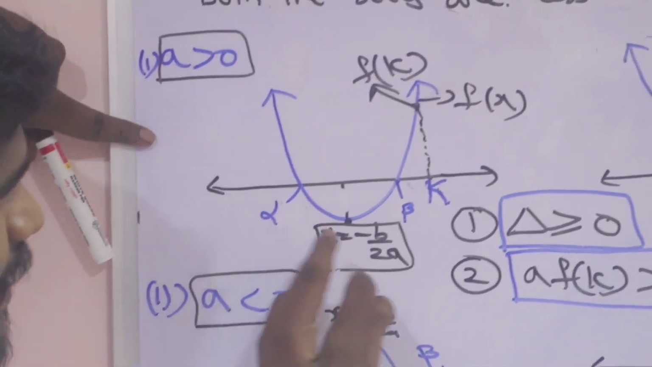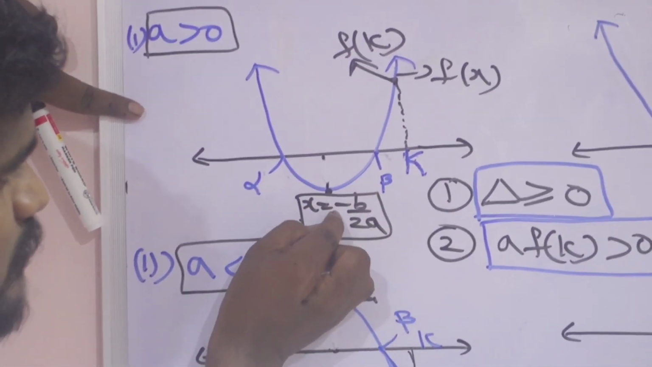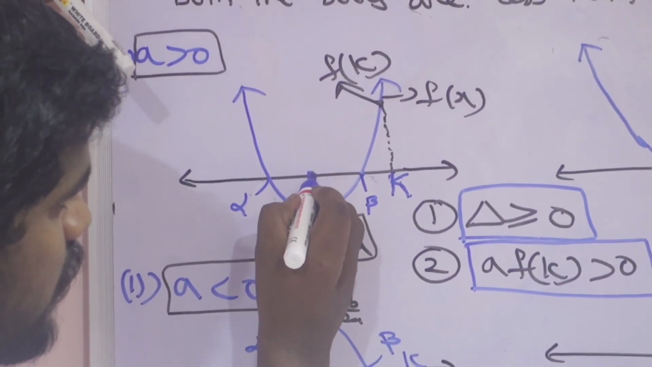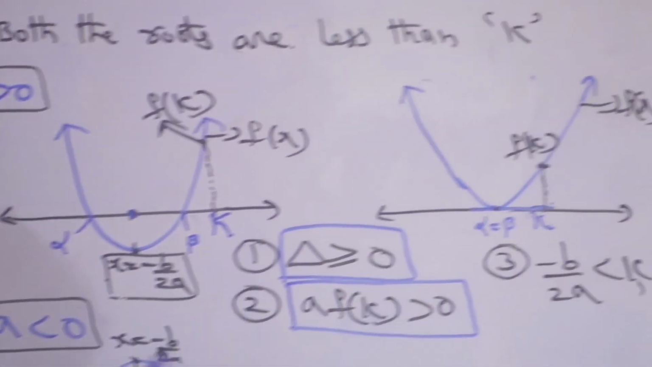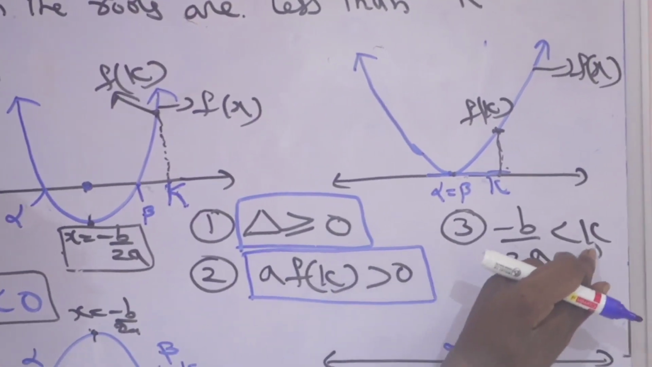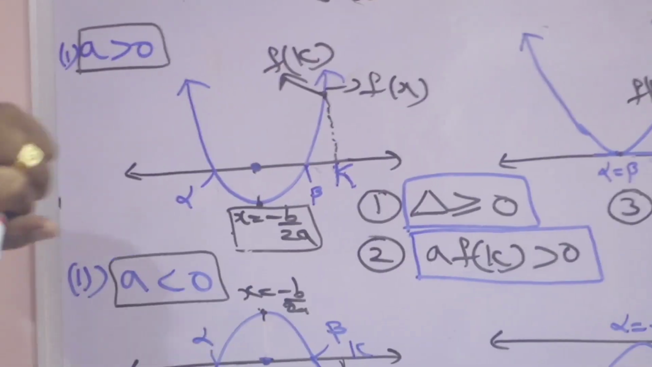Next, comparing with minus b by 2a and k. Minus b by 2a lies between alpha and beta. Here is minus b by 2a. This is the x value, and this is the x value. Here this is the x value. This x value is below k. That's why minus b by 2a is less than k. This is the condition for both the roots being less than k.